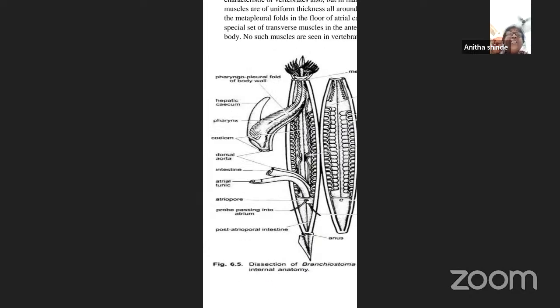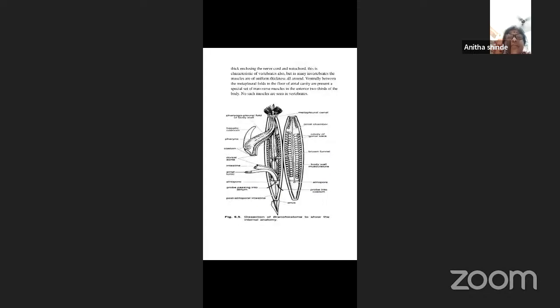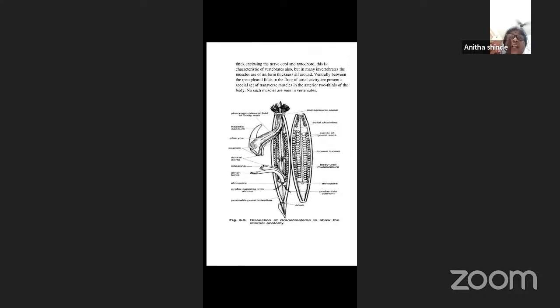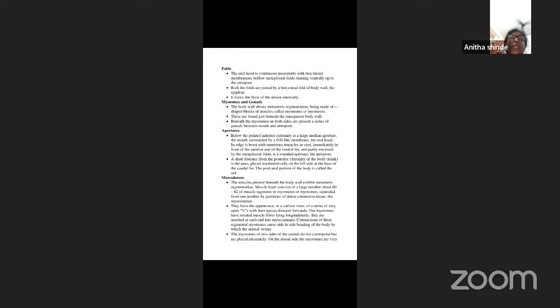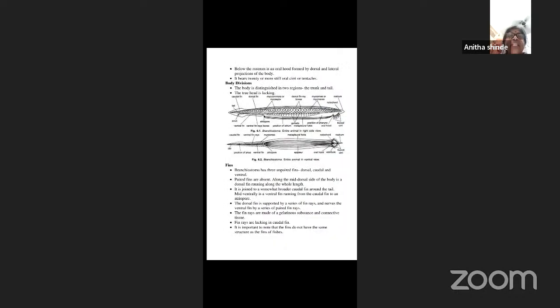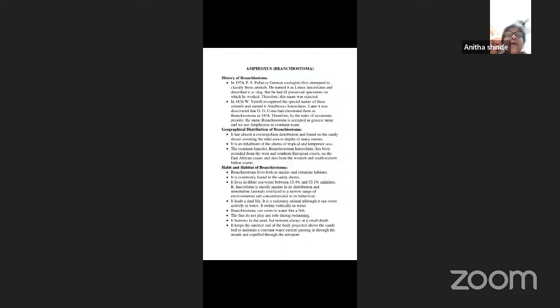So this is about the digestive system and all. Now we will see the different systems. This is only the external morphology I have told you, that is about the amphioxus, which you can also call branchiostoma or the lancelet. The generic name is branchiostoma, and the common name is the lancelet. So this is all about the branchiostoma, that is amphioxus.